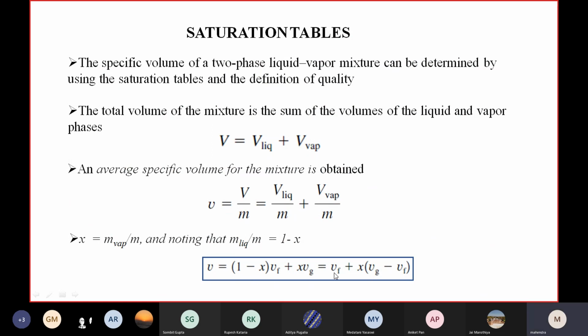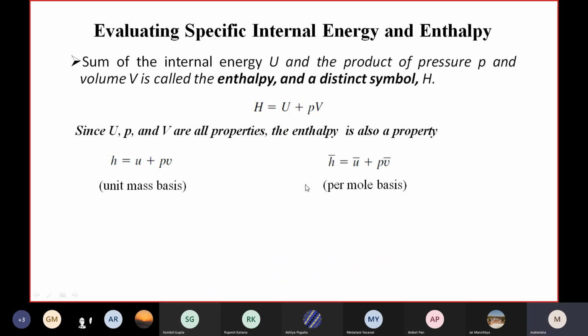This is the specific volume of saturated liquid, Vf, plus dryness fraction X times Vg minus Vf. Vg means specific volume of saturated gas. This is the phenomenon we are using for specific volume. The same phenomenon we will be repeating for all others, like enthalpy.